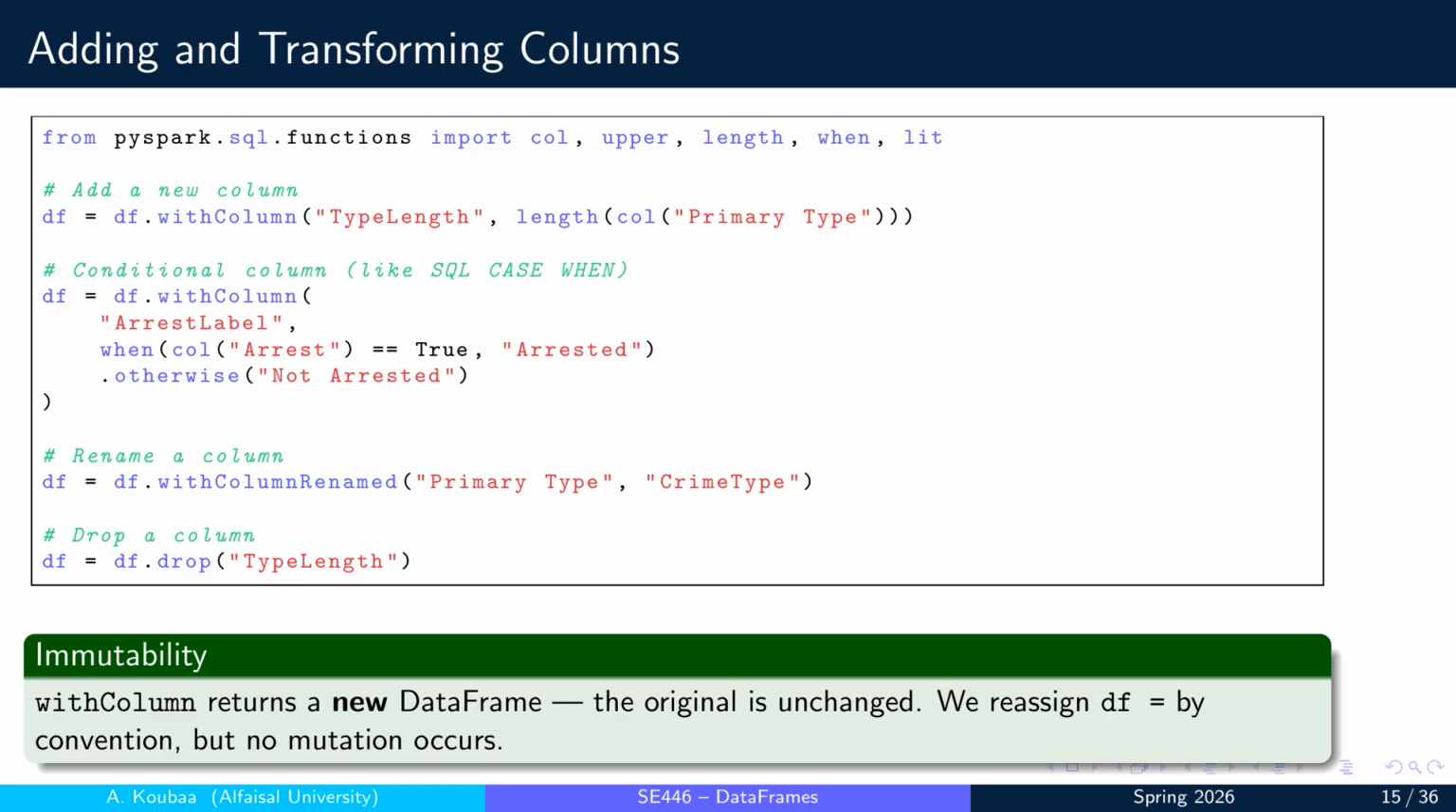Now, a very important concept to remember, which is fundamental to Spark, is immutability. The withColumn function does not change the original data frame. Instead, it returns a completely new data frame that includes the transformation. This is why you will always see the convention of reassigning the result back to a variable, for example, df = df.withColumn.